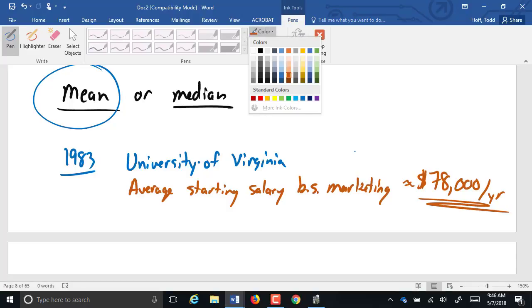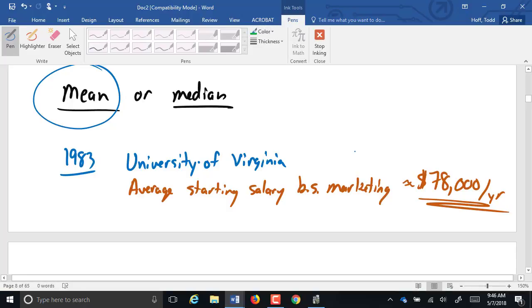Now that sounds pretty good, doesn't it? Let's think back to 1983. In 1983, your average high school teacher had a starting salary of between $16,000 and $17,000 a year. Well, 78,000 sounds really good compared to that. To be honest with you, for $78,000, I might be tempted to leave here. It's still pretty good money. Was it an honest statistic? And the answer is yeah, it was honest. It's the truth. The average really was about $78,000.